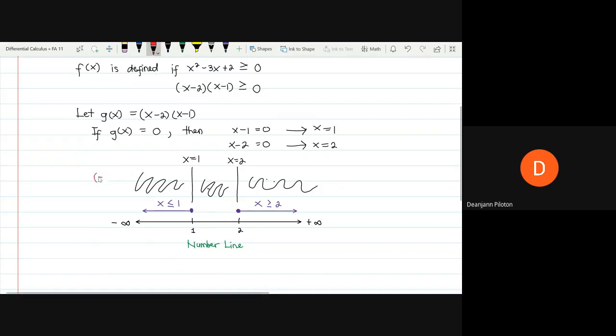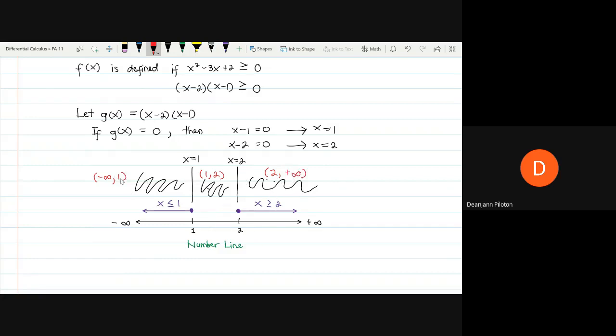So, kanina interval is negative infinity up to positive 1. Then, ang nasa tunga is positive 1 up to positive 2. Then, ang nasa right is from positive 2 up to positive infinity. So, kani ang tulo ka intervals na atong i-check.